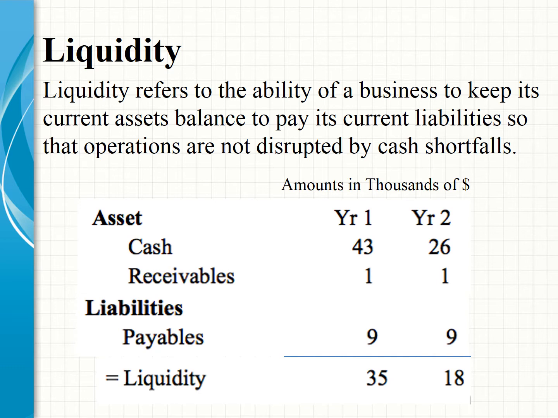Here is a question to think about. How do we determine a business's liquidity? Of course, the answer is that we look at the difference between the total current assets and the total current liabilities. Remember, total current assets include cash and receivables, and total current liabilities include payables.